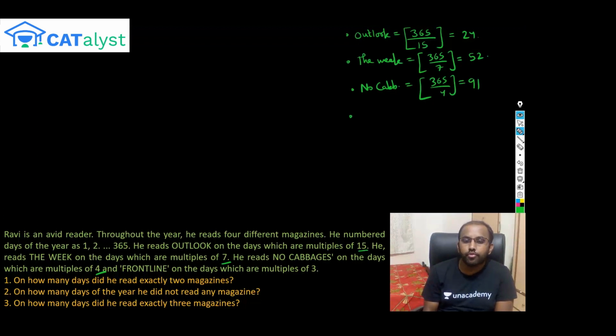Also, this Frontline, which is multiples of 3. So Frontline he reads on how many days, guys? This Frontline he reads on multiples of 3 actually. That means 365 by multiples of 3, that is equal to 121.